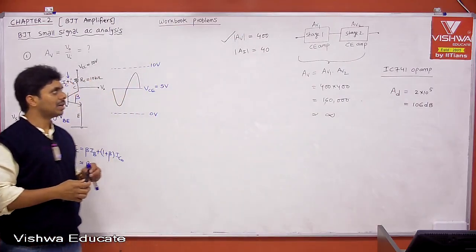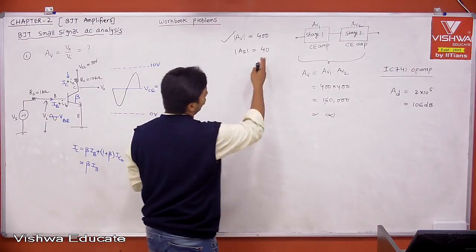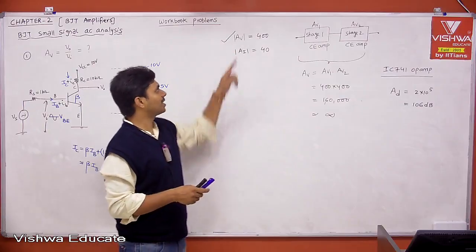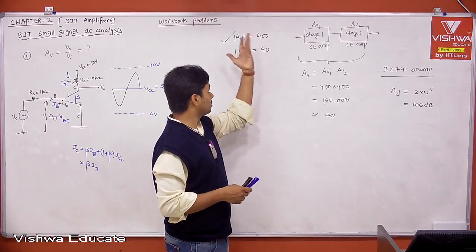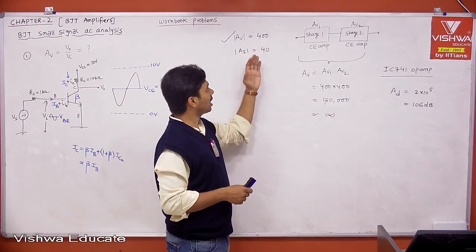Right? Now, coming back to current gain. Is current gain high or low? Never compare it with voltage gain, because you may say that voltage gain is 400, current gain is simply 40. No, voltage gain is different, current gain is different.